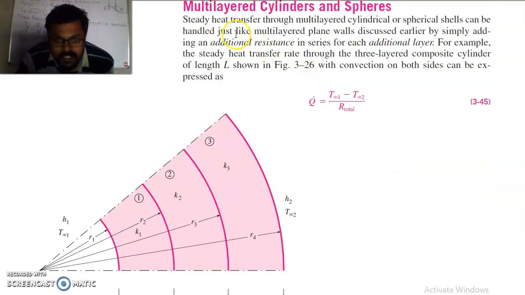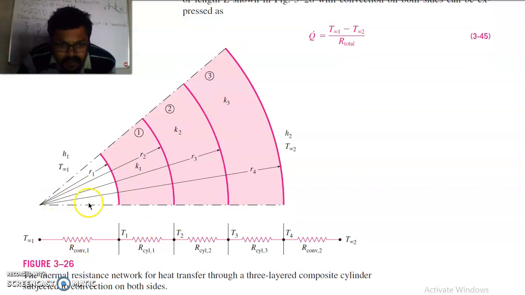Multi-layered cylinders and spheres. Steady heat transfer through a multi-layered cylindrical or spherical shell can be handled just like a multi-layered plane wall discussed earlier, by simply adding an additional resistance in series for each additional layer. For example, the steady heat transfer rate through the 3-layered composite cylinder of length L shown in this figure is T infinity 1 minus T infinity 2 divided by R total, where R total is the convective resistance, then the resistance of the first cylinder, second cylinder, third cylinder, and then your convective resistance here.